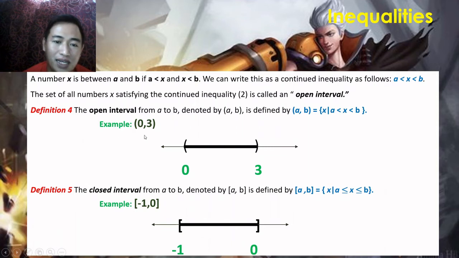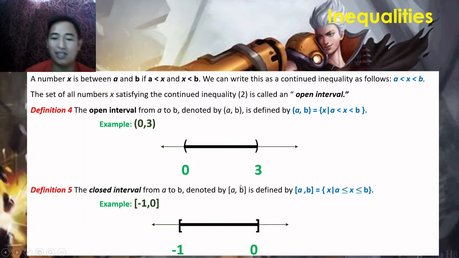Example, (0, 3). So the values included are 0.1, 0.5, and so on, up to 2.9. 3.1 is not included. Then 3 is not included either, because this is strictly less than. A is less than x, less than B. So it must be smaller than 3, so not 3. Okay, the closed interval AB is denoted by this one.